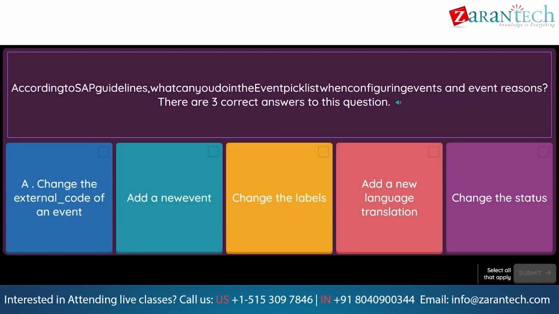Question: according to SAP guidelines, what can you do in the event picklist when configuring events and event reasons? There are 3 correct answers to this question. Option 1: Change the external_code of an event. Option 2: Add a new event. Option 3: Change the labels. Option 4: Add a new language translation. Option 5: Change the status.